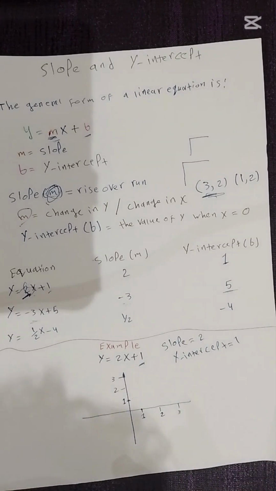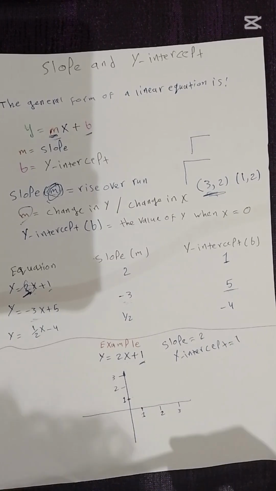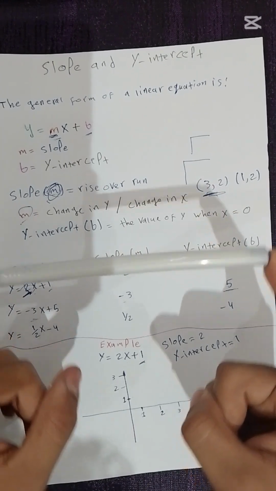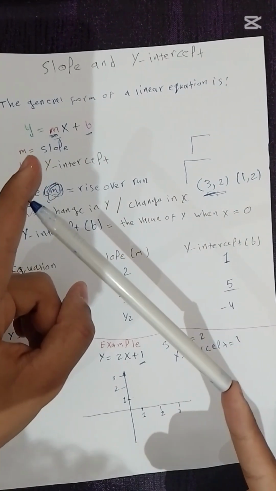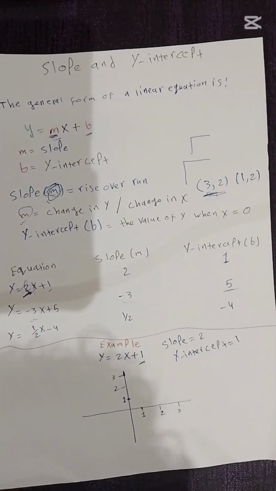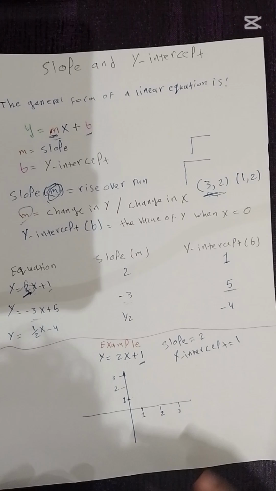So the general form of a linear equation is y equals mx plus b, where m is the slope. The definition of the slope is how steep the line is. For example, how steep this positive slope and this negative. And b is the y-intercept, where the line crosses the y-axis.